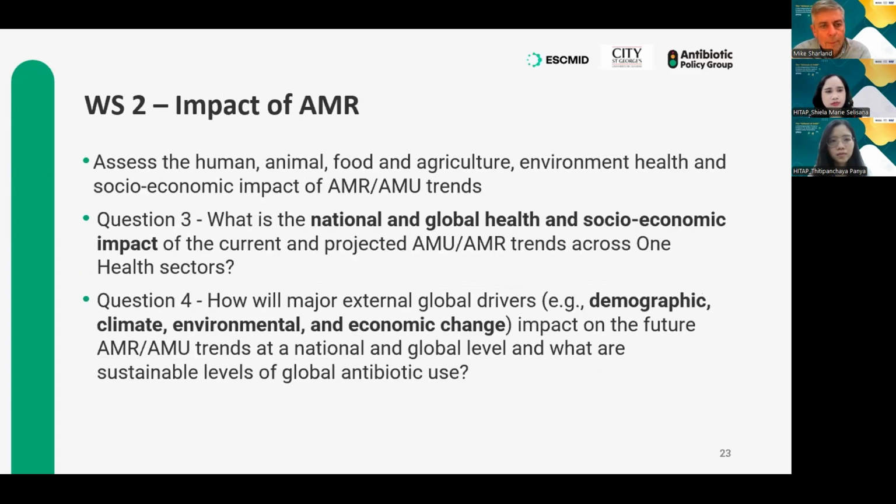And then, what might be the impact of AMR? So, what are we talking about here? What are the national and global health impacts around this? And particularly the external global drivers that we're discussing here. And then the next slide.